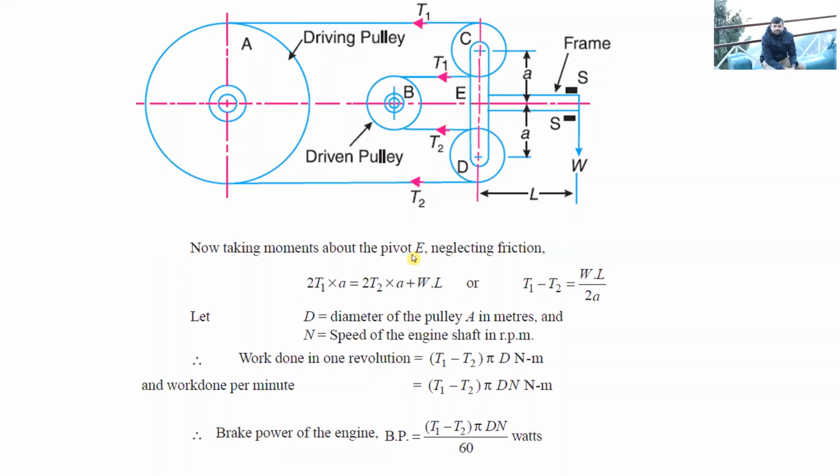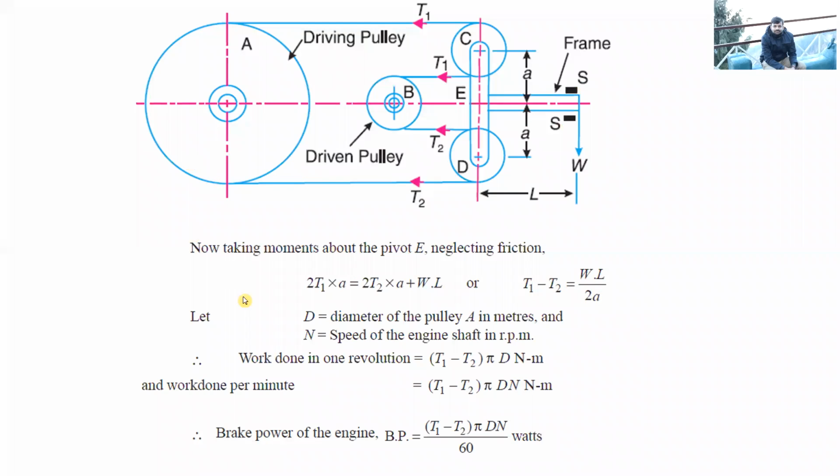Now taking moment about pivot E, 2T1 into A will try to rotate the system in anti-clockwise direction, which will be equal to 2T2 into A about point E, which will try to rotate in clockwise direction, and again this load W will try to turn in the clockwise direction. So this will be plus W into L. From here we can determine T1 minus T2 is equal to W into L upon 2A.